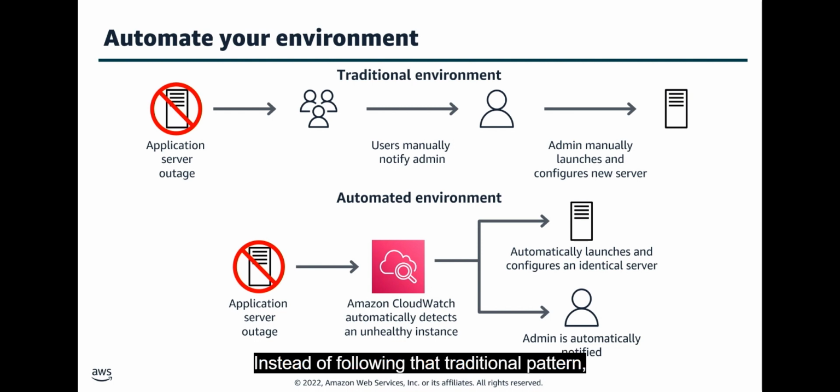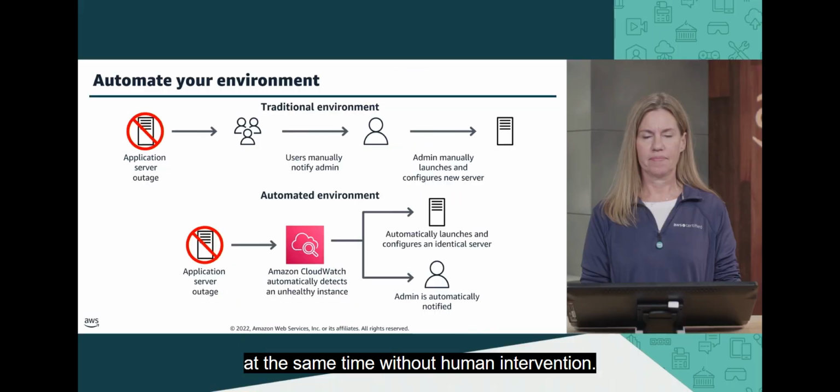Instead of following that traditional pattern, a best practice is to configure Amazon CloudWatch to automatically detect a crash. When that crash is detected, the administrator is notified and a new server with the same configuration is launched in parallel. All of these steps happen at the same time without human intervention.